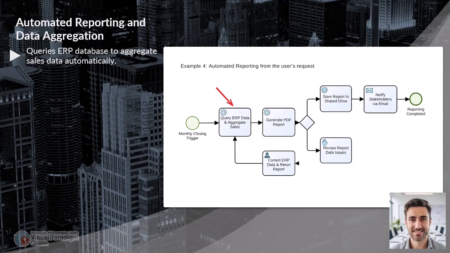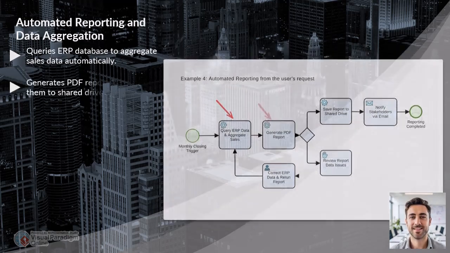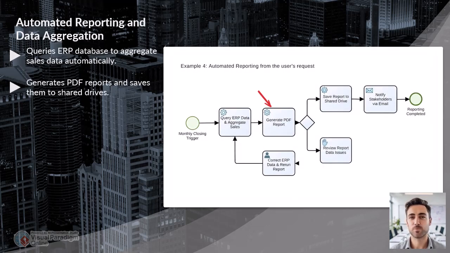The service task pulls raw data from multiple sources, combining it into a cohesive dataset that is ready for analysis and reporting without manual intervention. Once the data is processed, the system creates the final document and stores it in a secure location, ensuring that stakeholders have immediate access to the latest financial information.